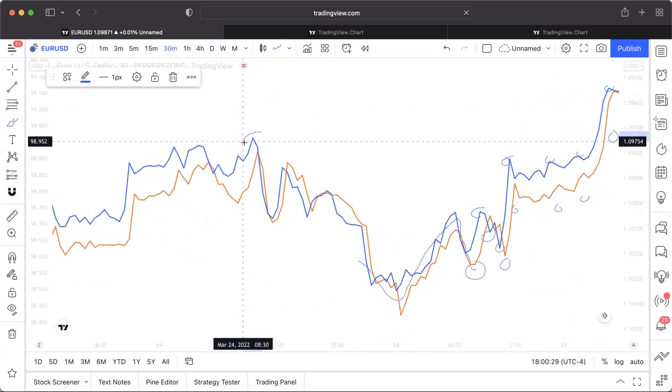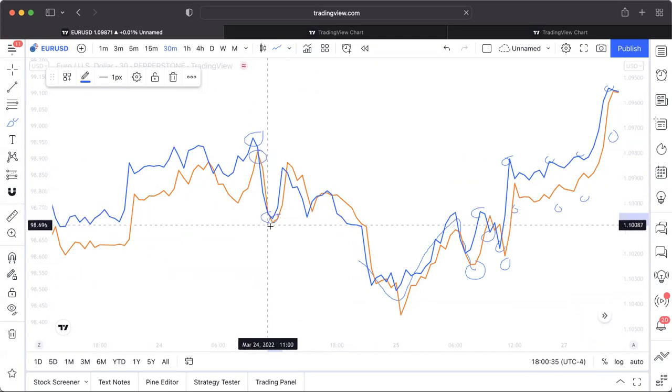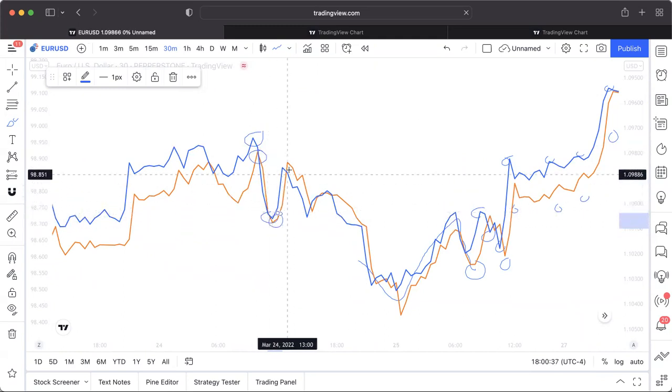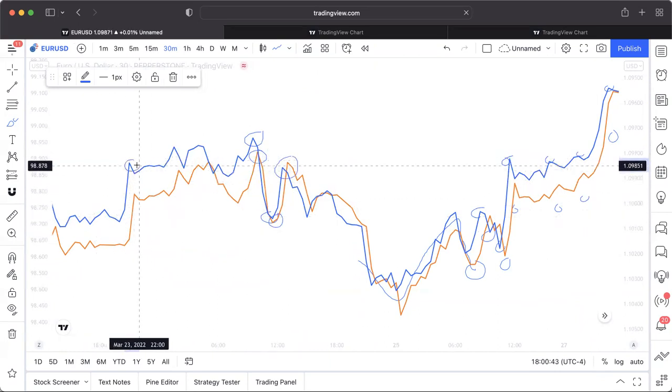Also look at this one: we have this high, and we also have that high on the orange. We have this low on the blue, and again the same low on the orange. We have the same highs again on both lines. Here too, this high is the same as this high. This low is the same as this low. And I can go on and on.